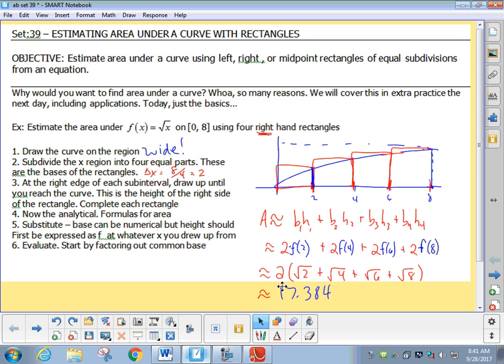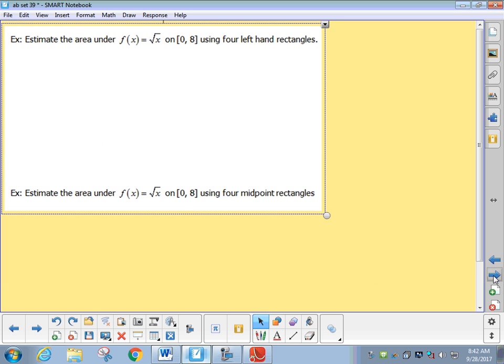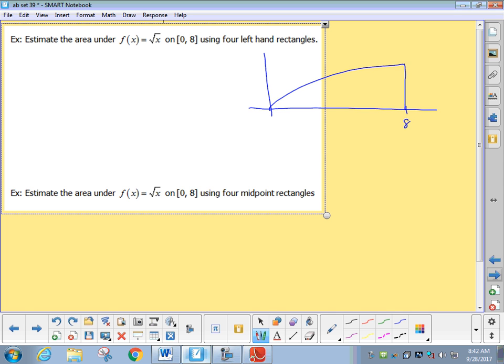Are you with me? Okay, let's then consider the same problem, but in part B, left-hand rectangles. Show the curve, and we're using 4 chunks: 0, 2, 4, 6, and 8. Now, again, we're using 4 rectangles, so each base will be 2. If I divide 8 into 4 equal parts, I get 4 equal bases of 2 each.